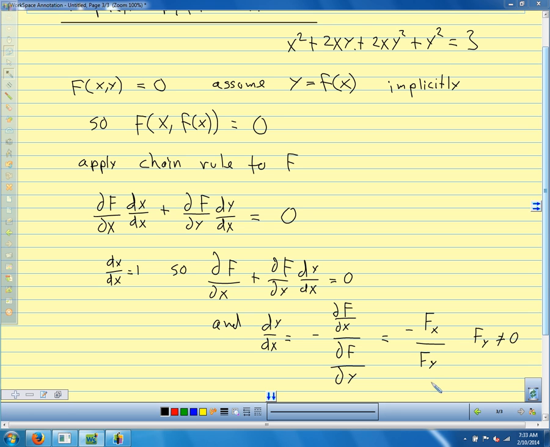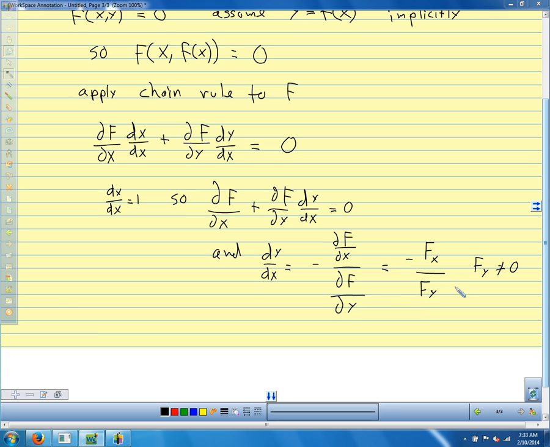Well, here, we take the partial of f with respect to x, the partial of f with respect to y, form this quotient, put a negative sign in front of it, and we're done. Kind of nice. A nice application of the partial multivariable chain rule. And we can do a similar thing if we have more variables.